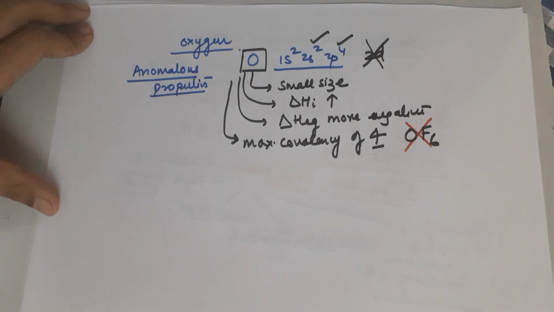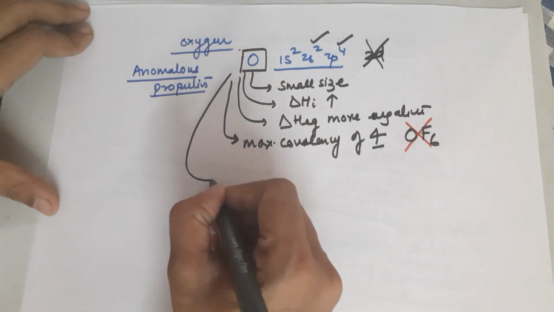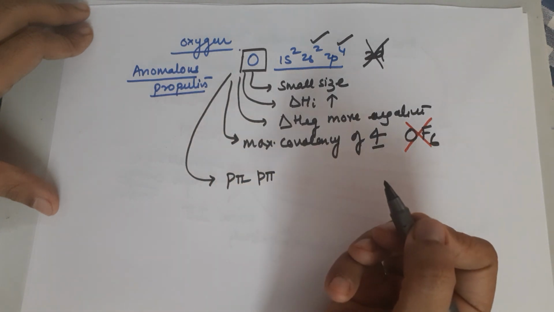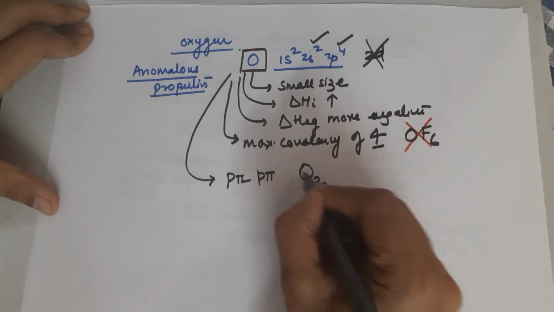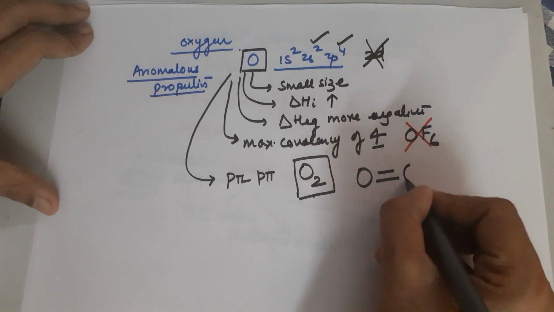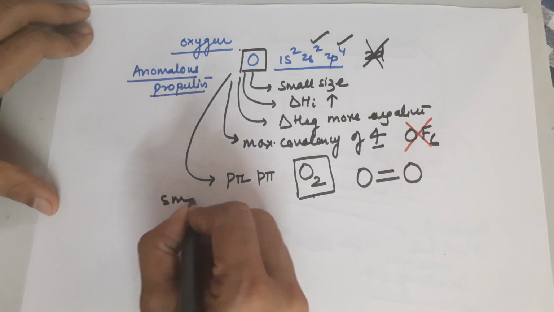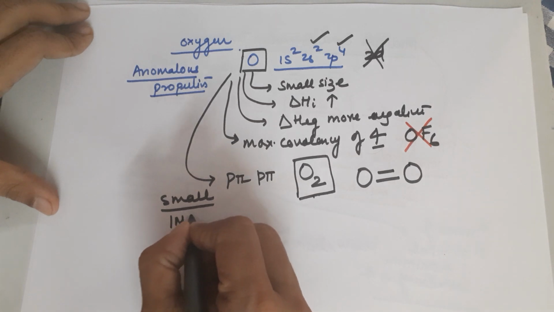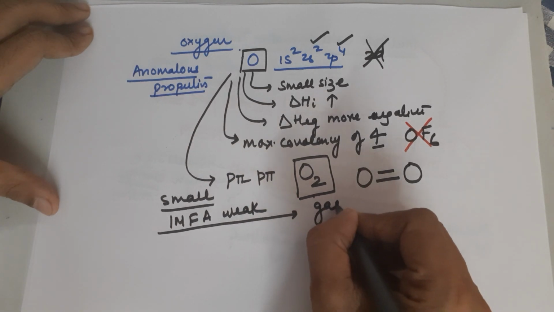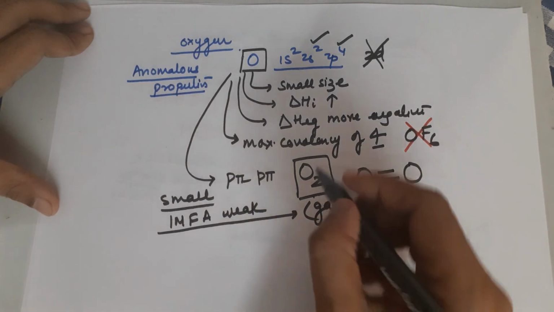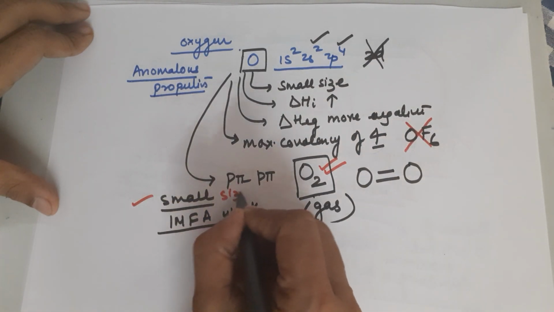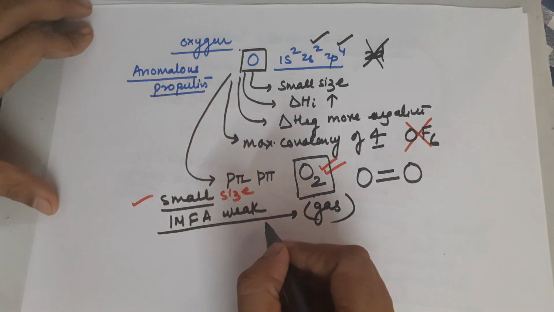would never exist. Also, it has a tendency to form p-pi multiple bonds, which is the reason that you have O2 existing. O2 is a discrete molecule with a double bond like this. This is small. Therefore, the intermolecular force of attraction is weak, and that causes it to be a gas. So, your oxygen is a gas owing to its small size, which leads to the weaker intermolecular force of attraction.